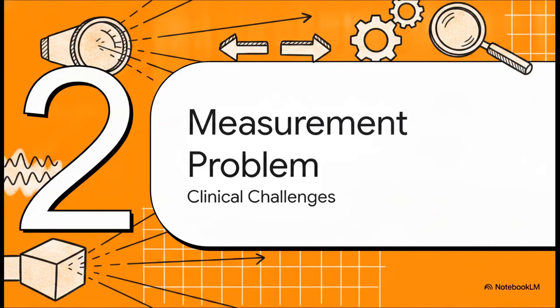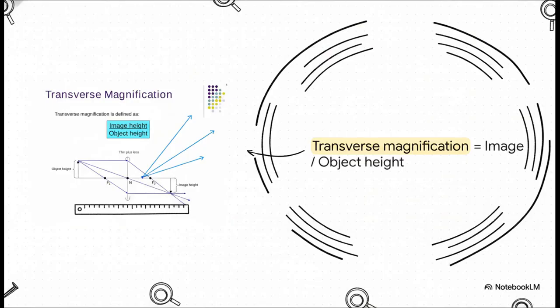Part 2, the measurement problem. Let's look at how this straightforward definition creates a real-world clinical headache. So, the textbook physical definition is simply image height over object height. Imagine an object standing upright in front of a thin plus lens. Light rays pass through and boom, a focused image forms on the other side.